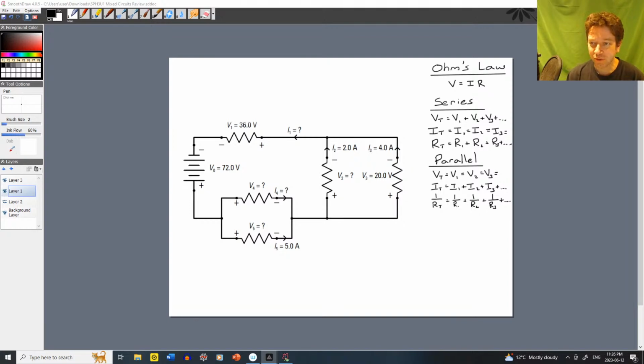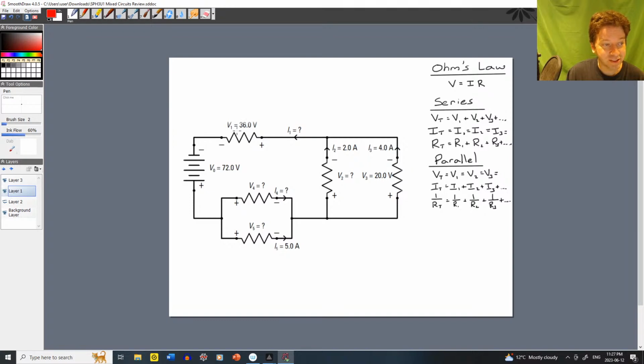We're just going to go over how to solve mixed circuits. So these are the laws we're going to need. We're going to need Ohm's law, which is V equals IR. And then we're going to need Kirchhoff's laws and the rules for resistance for series and parallel circuits. So just to go over some of these Kirchhoff's laws, let's look at this circuit and then we'll solve another one.